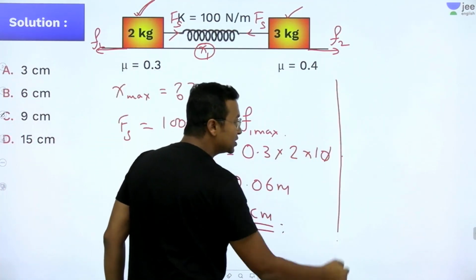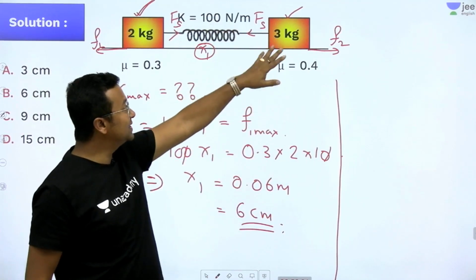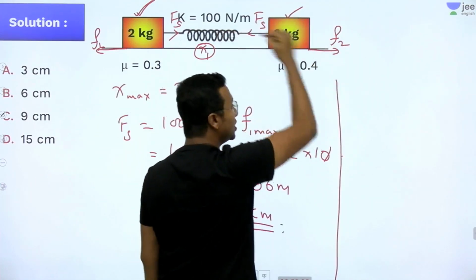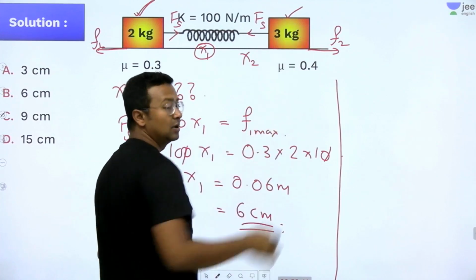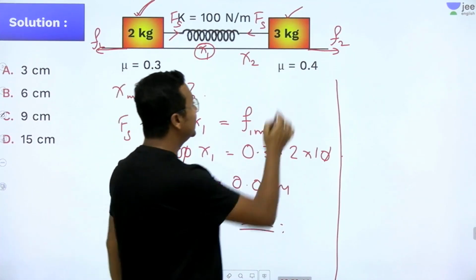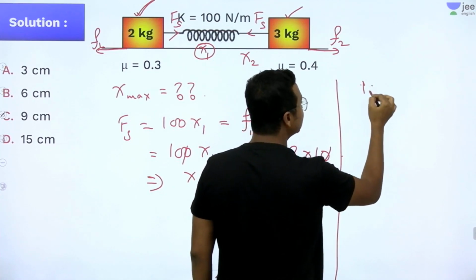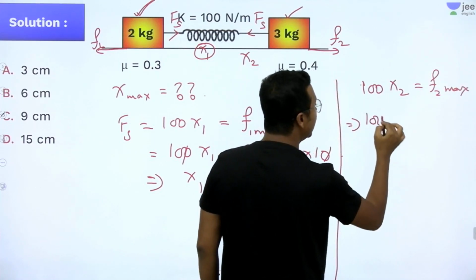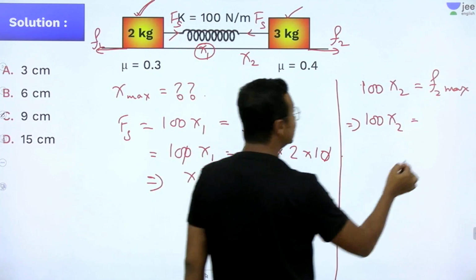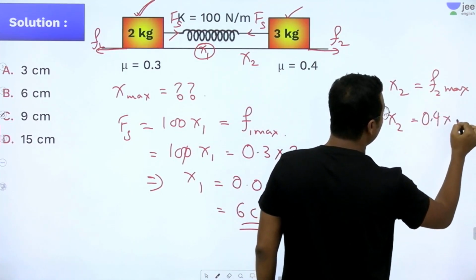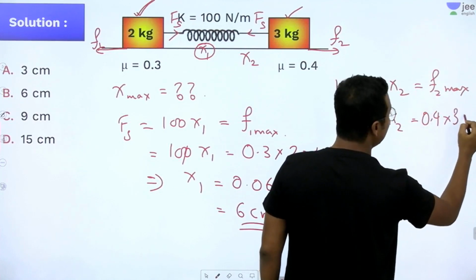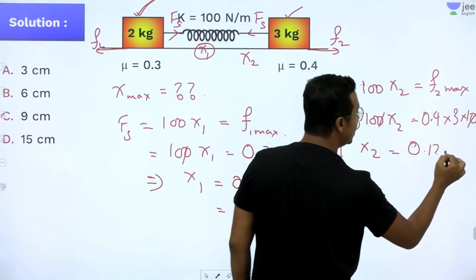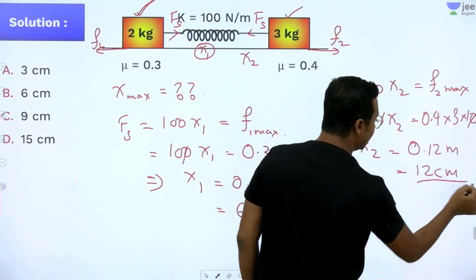The next part of the question, let's take the second scenario where the 3 kg block does not move. Let's say this time you compress it by x2 or stretch it by x2, then the spring force will be k, that is 100 into x2, should be F2 maximum. So 100 into x2 will be equal to 0.4 into m, that is 3, into g, 10. 0 and 0 will cancel, x2 will become equal to 0.12 meter or 12 centimeter.